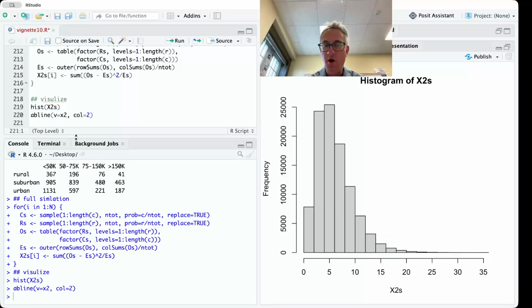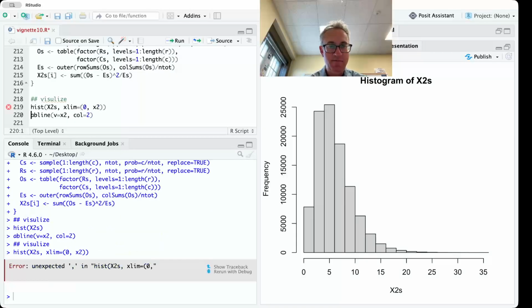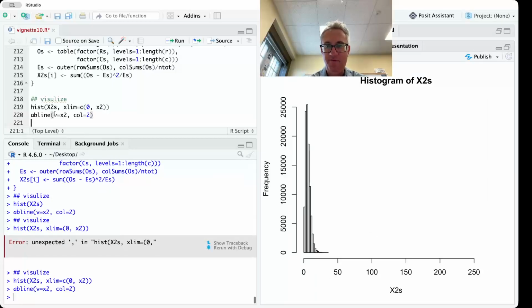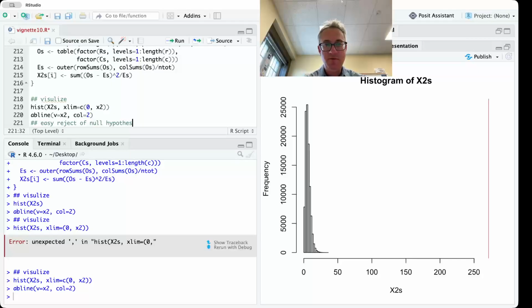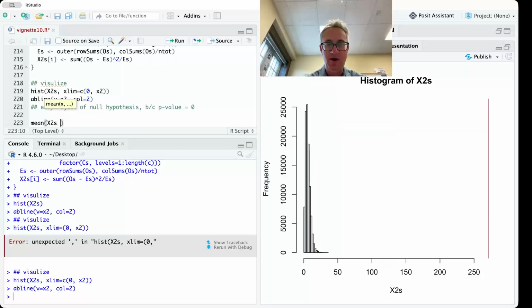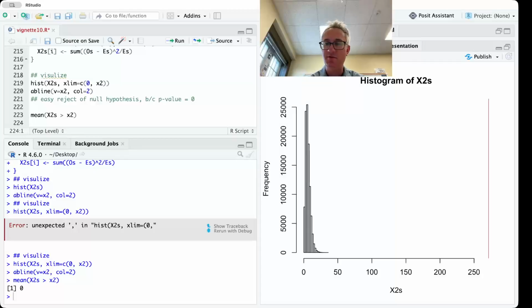Oops, why does the line? Oh, because the line is off the screen. So let's do xlim equals c(0, x2). I better put a c. I remember now that it's way off the screen. So this is an easy reject, right? Easy reject of the null hypothesis. Because the p-value is basically 0. You could do mean of x2s bigger than x2, but it's going to tell you 0 because none of those samples are to the right of the red line.